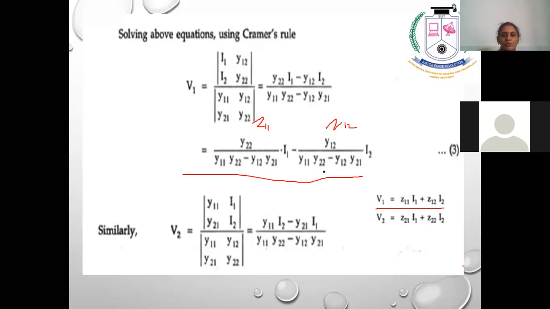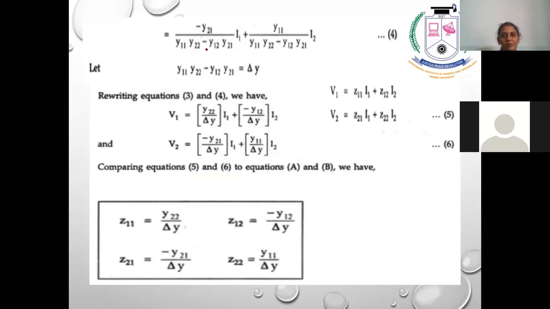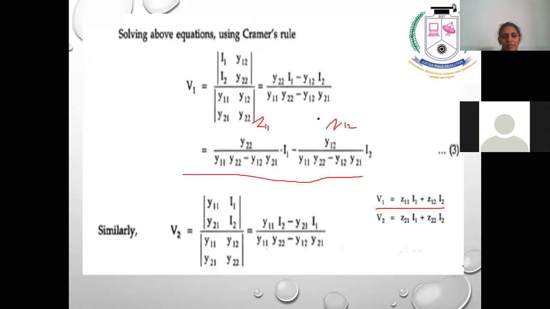Next, V2 we are going to find out by substituting the del 2 value: del 2 divided by del. If I solve, I'll get Y11 I2 minus Y21 I1 divided by Y11 Y22 minus Y12 Y21. Now again separate this equation and write: minus Y21 by Y11 Y22 minus Y12 Y21 into I1 plus Y11 into I2 divided by Y11 Y22 minus Y12 Y21. Now I'm going to compare this equation with the second one, because this is going to be equal to V2.